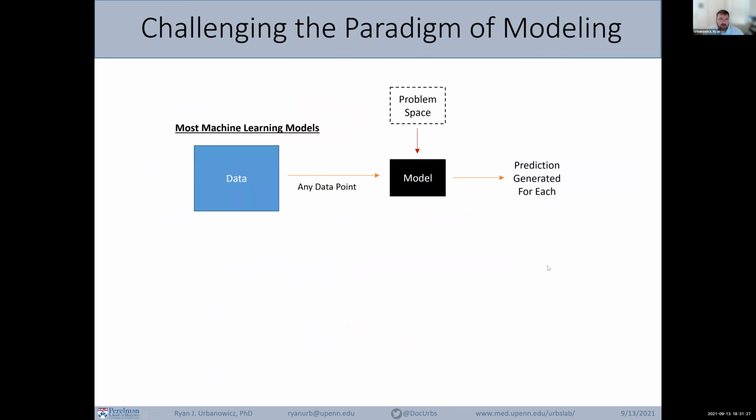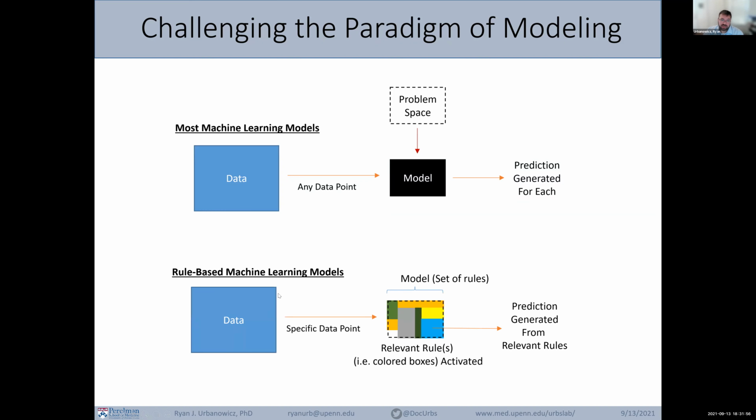One thing I like about rule-based machine learning and learning classifier systems is that it's changing the paradigm of machine learning modeling as most machine learning researchers know it. With most machine learners, you have your data set and you generate a model that tries to cover the entire problem space. All your data points would come in, any new data points in the future would come into the model, and a prediction would come out for any of them. The entire model covers any input data points.